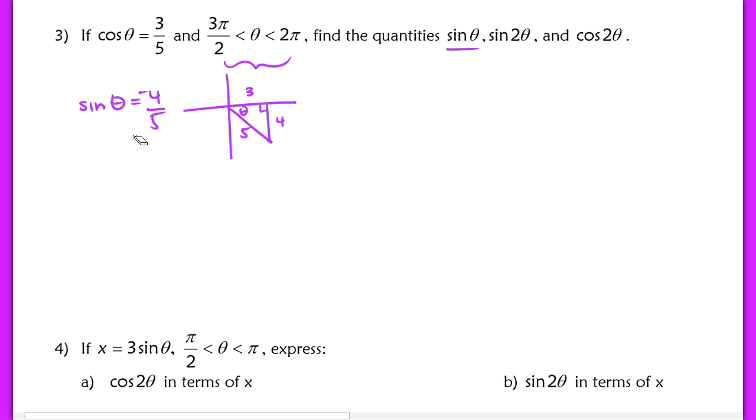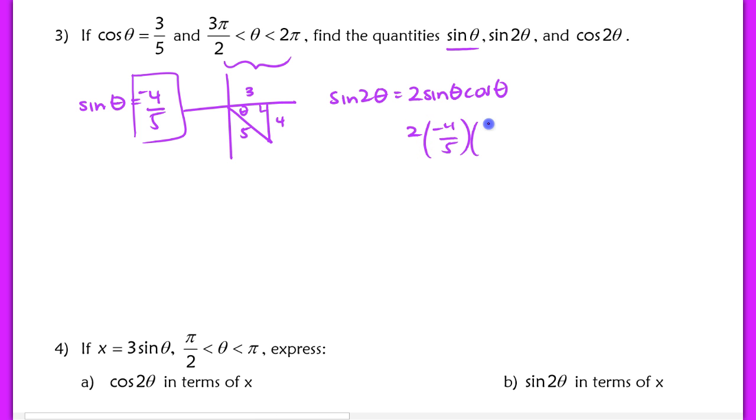All right, so now we can find the sine of 2 theta. So let's box that one. Sine of 2 theta is going to be given by 2 times the sine of theta times the cosine of theta. So I'll begin first by plugging in the values that I know. So that's 2 times negative 4/5 times 3/5. And here I end up with negative 24/25. So the sine of 2 theta is negative 24/25.